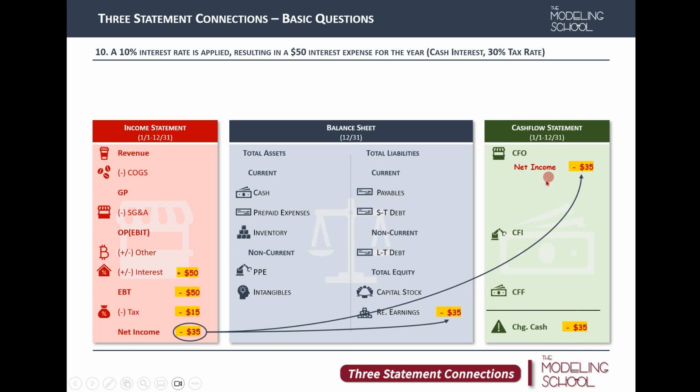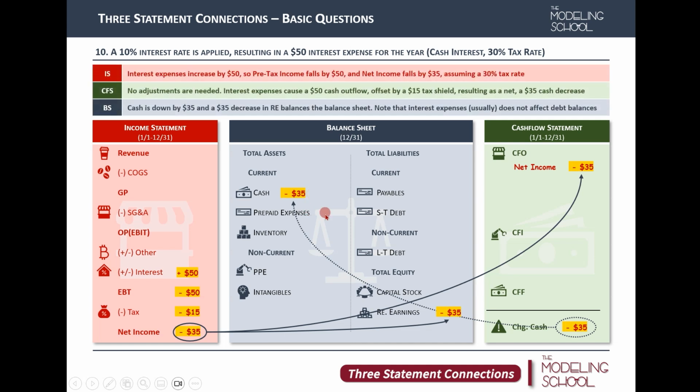So we don't have to make adjustments here, but sometimes you may want to record interest expenses under cash flow from financing. There are those cases, rarely. In those cases we do want to make adjustments, but for now we're going to keep it this way. The change in cash will affect the year-end cash balance by $35, and the balance sheet finally balances.